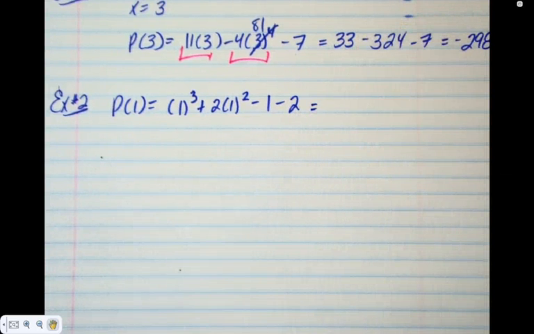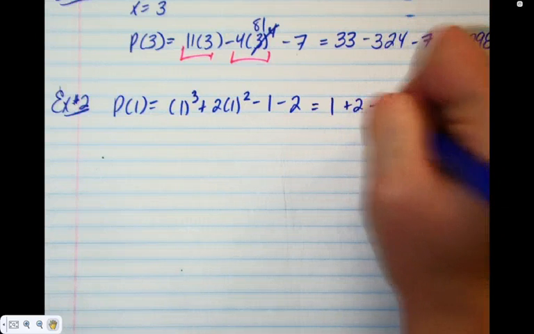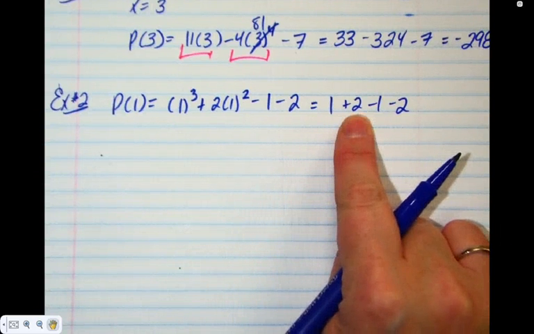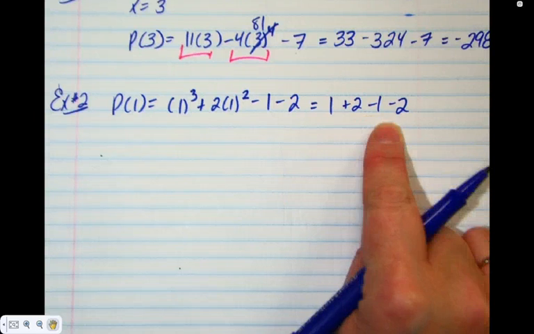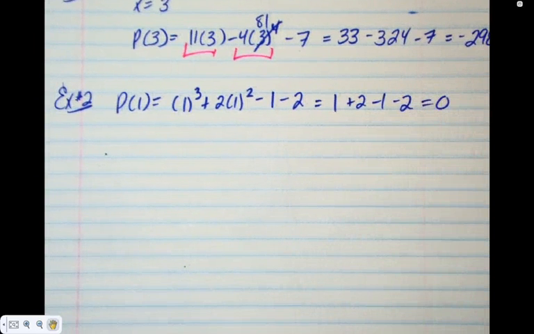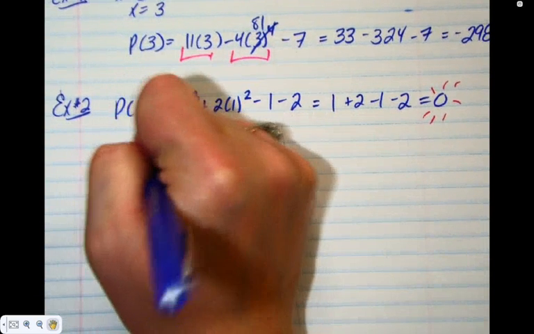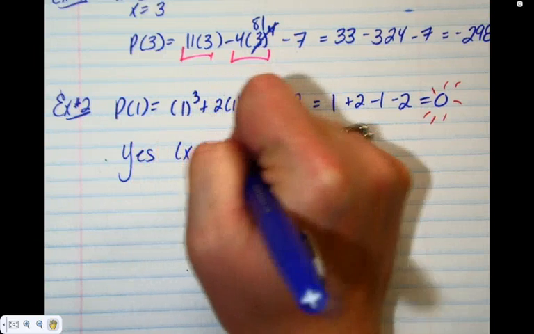1 cubed, 1 squared times 2, we'll do in the same step. 1 plus 2, minus 1, minus 2. It's really the exact same thing as remainder theorem. It's just saying if this is 0, what's the conclusion about the binomial? Factor. Yes, it is a factor. So yes, x minus 1 is a factor.